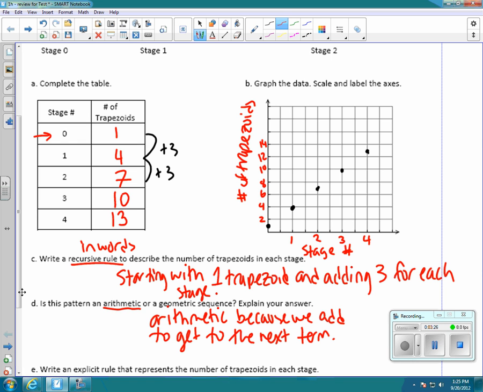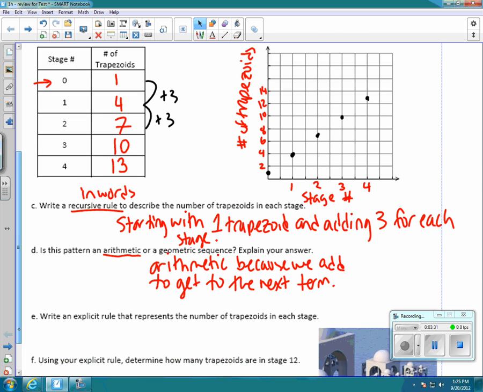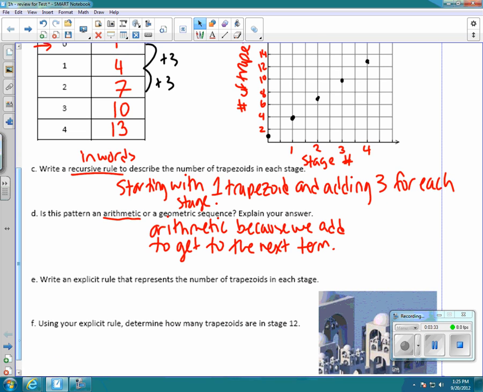All right, last but not least, we got part E over here. Write an explicit rule that represents the number of trapezoids in each stage. We talked about that explicit rule being really straightforward. That is actually the rule that will get us to any term. So the number of trapezoids is equal to whatever we started with, and that's the stage 0 number. So in this case, it's 1, plus, because we keep adding 3, that's the 3 right there.